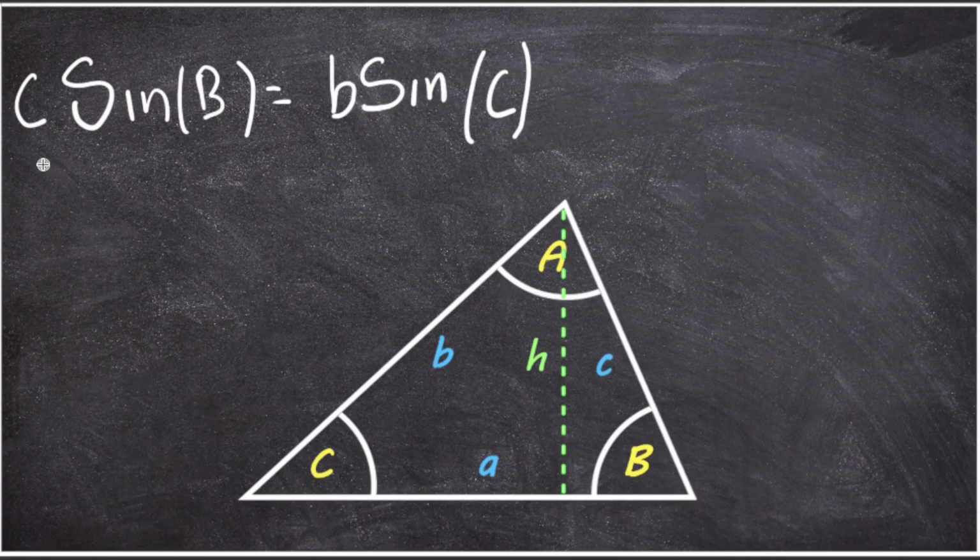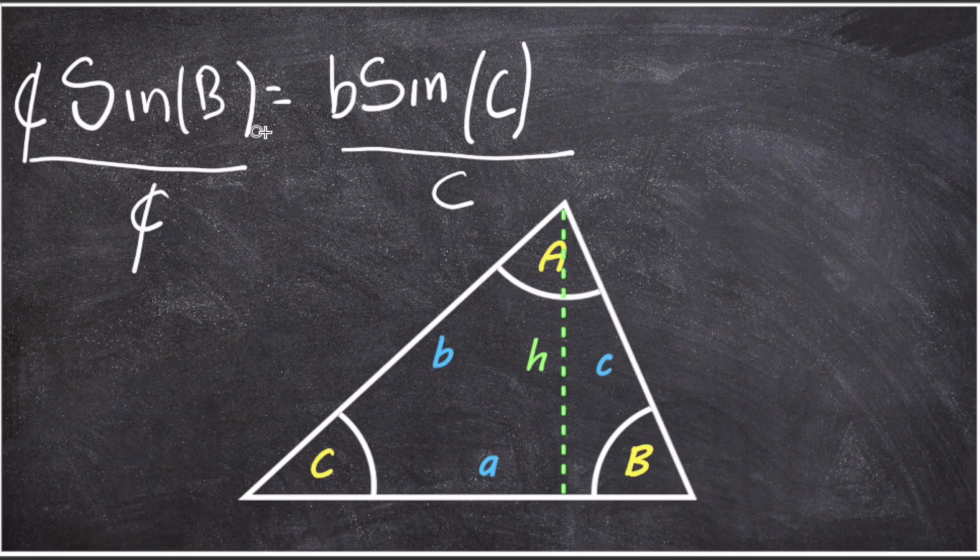If I divide c sine B by c, I also have to divide the other side by c. These on the left hand side cancel. So that means that sine of B equals b sine of C over c. If I divide the right hand side by b, I have to divide both sides. Well, on the right hand side the b's cancel, and on the left hand side we're left with sine B over b. And now you can see that sine B over b is the same as sine C over c, and that confirms part of the sine rule.